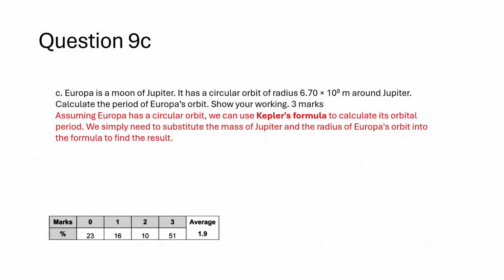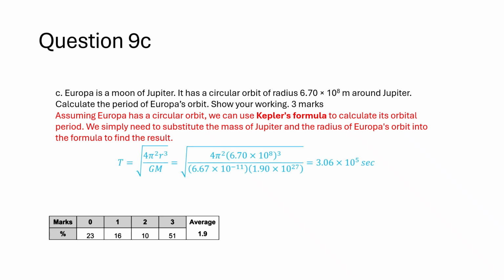Assuming Europa has a circular orbit, we can use Kepler's formula to calculate its orbital period. We simply need to substitute the mass of Jupiter and the radius of Europa's orbit into the formula to find the result.